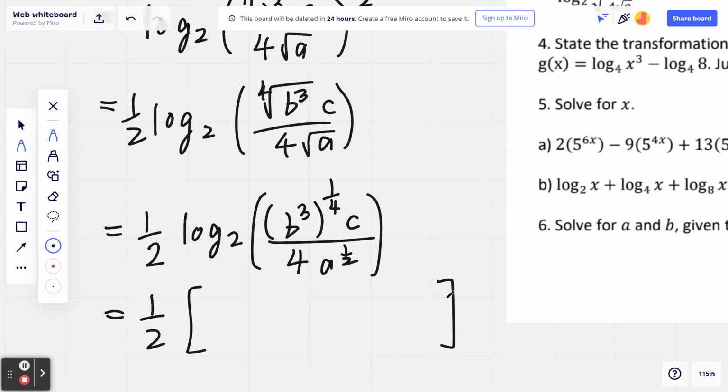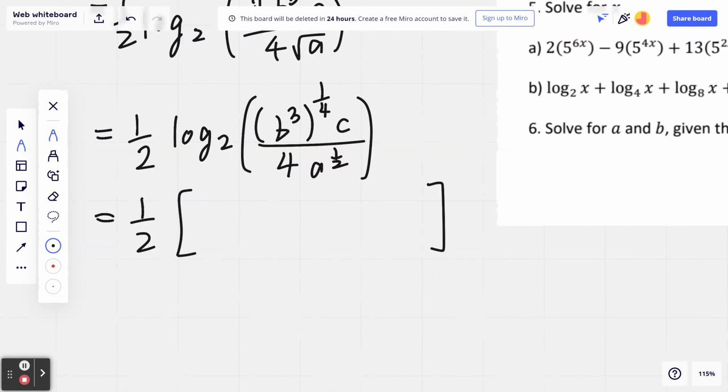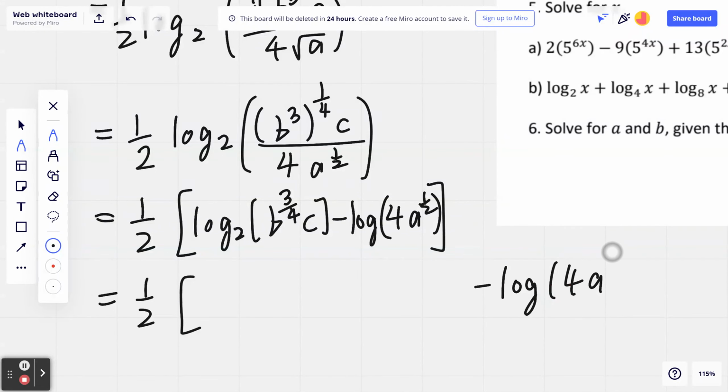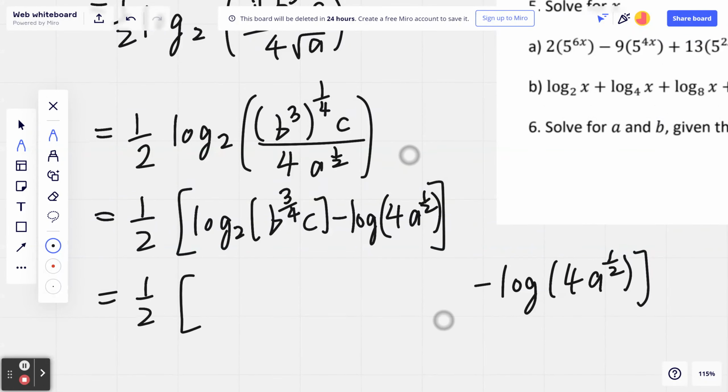Now let's, again, do this in a methodical way. I'm thinking about the top and the bottom. So I grab log of 2. I copy this. So b to the power 3 over 4 c minus log of 4 a to the power of half. So notice I'm practicing the quotient law. When you're dividing, you can just write it as log of the first part minus log of the second part. Now I copy this final part minus log of 4 a to the half, and I'll come back to this. We need to simplify that for sure.